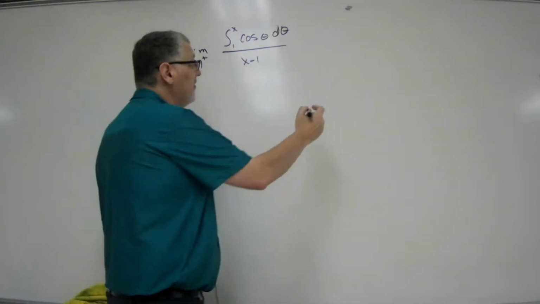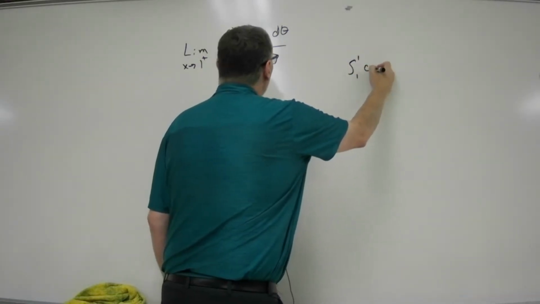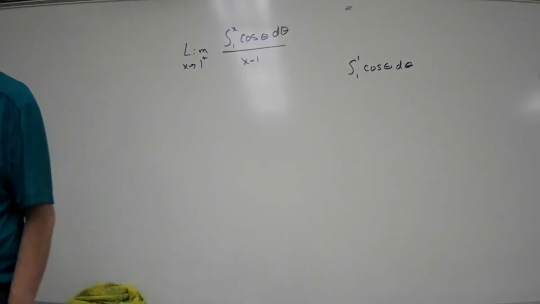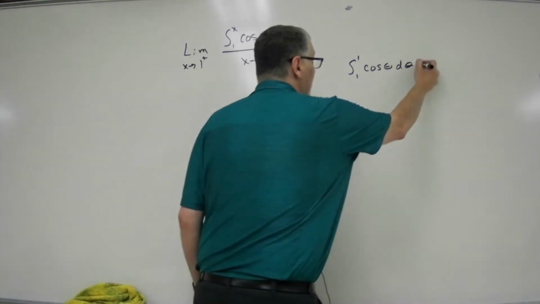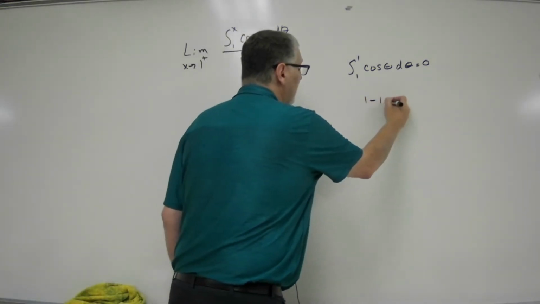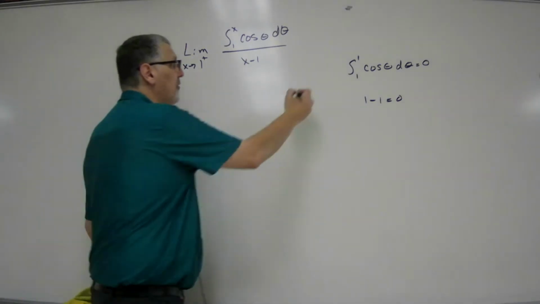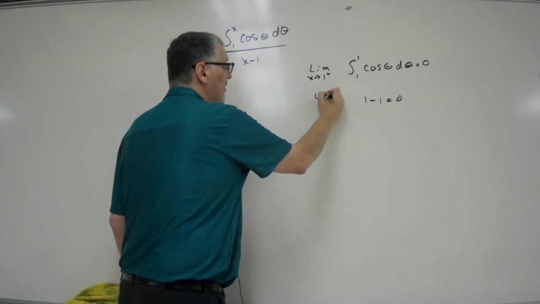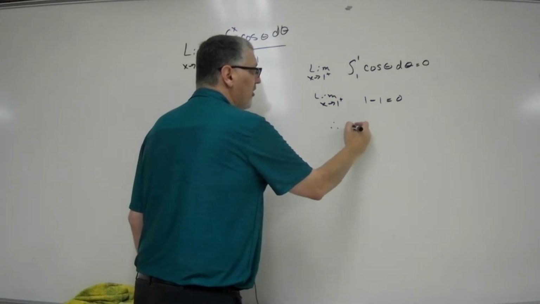So I'm going to integrate from 1 to 1 of cosine theta d theta. What is this? It's 0. Whenever you're integrating with the same numbers, it's always 0. So that's clearly going to be 0. And then this is going to be 1 minus 1 equals 0. That's clearly 0, right? You've got to remember to write the limit as x approaches 1 from the right, and then you can say, therefore, we can use L'Hopital's rule.